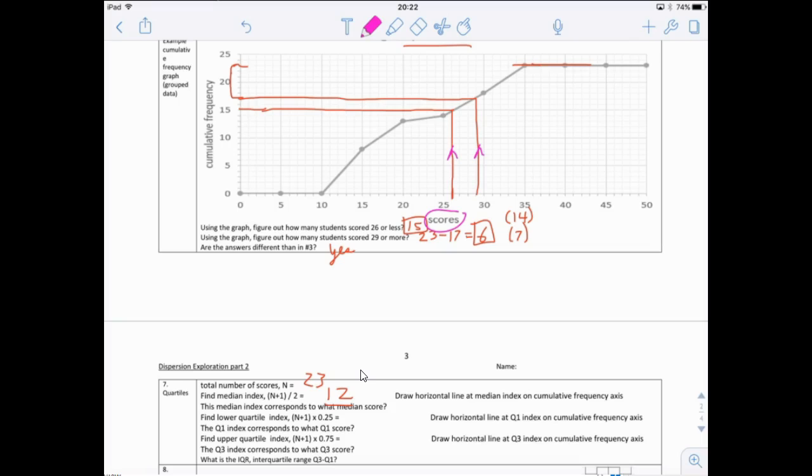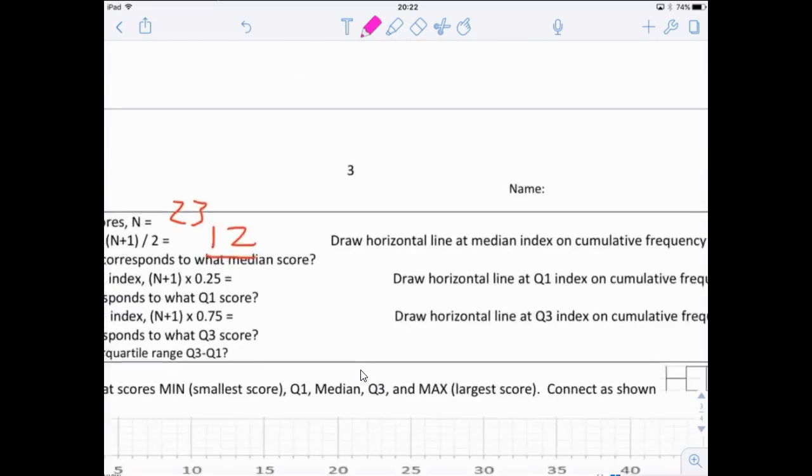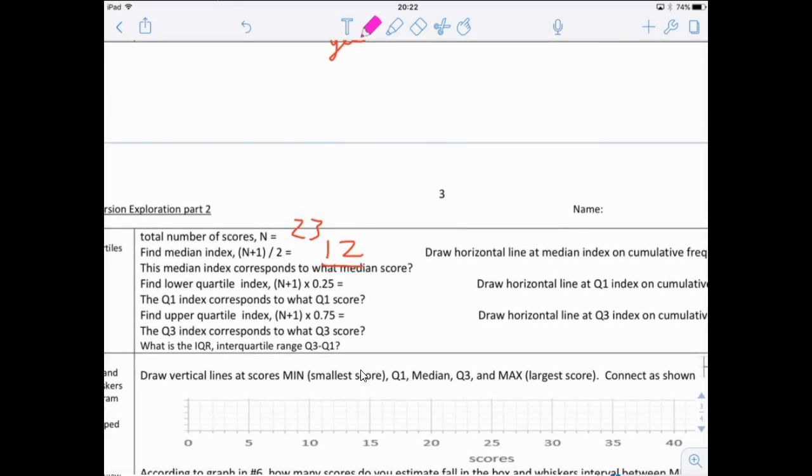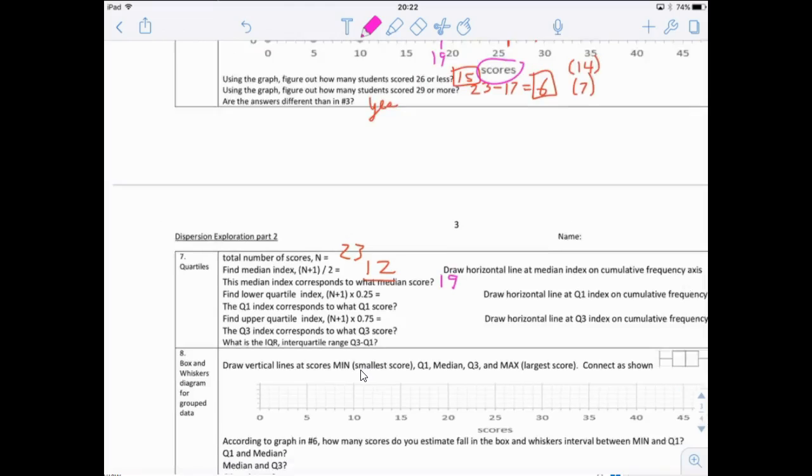By taking the middle student, which is the number 12 student, we draw a horizontal line until it hits the cumulative frequency graph line, and then we go down, and that tells us that the median score is 19. So we're going to put 19 as the median score that corresponds to the index of 12. Huh, interesting. But didn't we say that the median score was actually 20 and not 19? Let's just remember that we didn't quite get the same number.